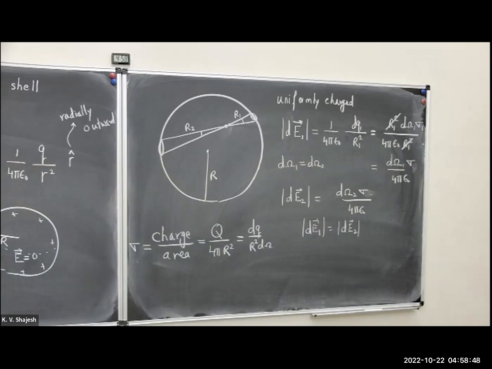And any 1 over R squared potential and a corresponding R squared dependence in the charge density will show this feature. Is that clear? Did I miss something?